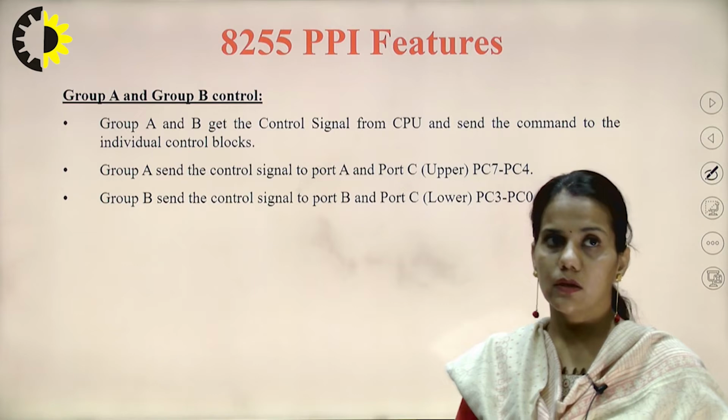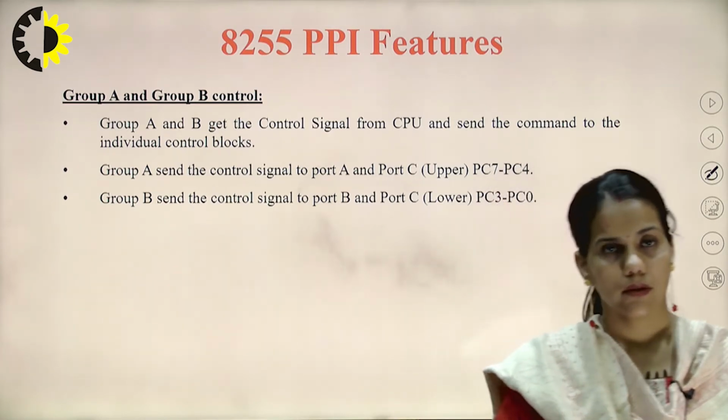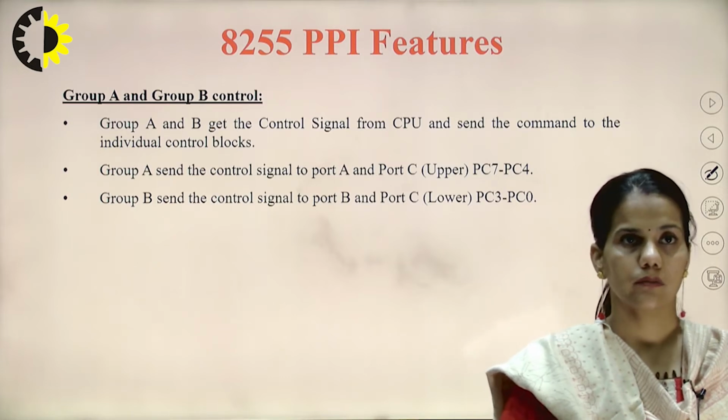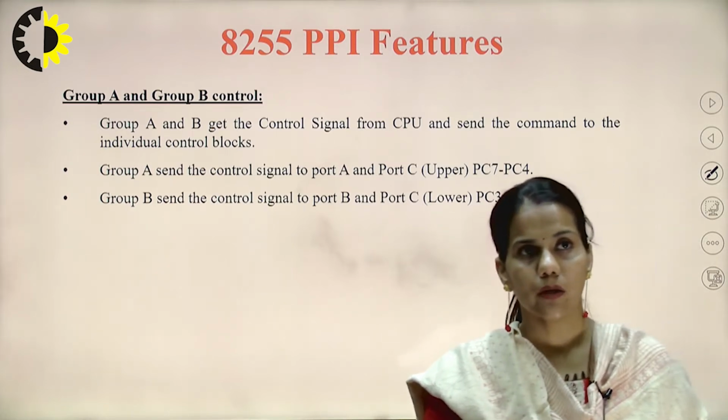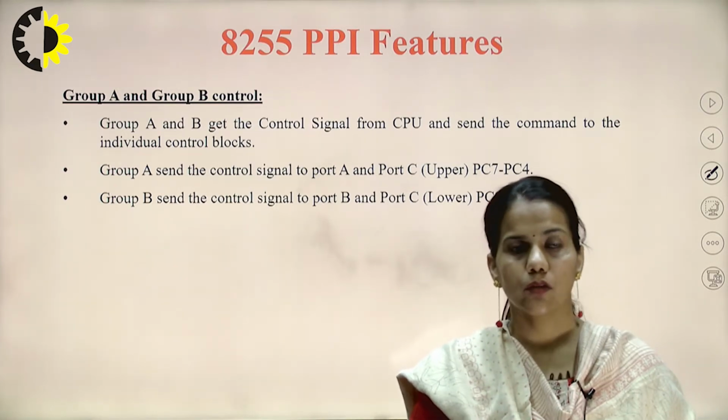Group A and Group B control. Group A control consists of port A and port C upper part, and Group B control consists of port B and port C lower.